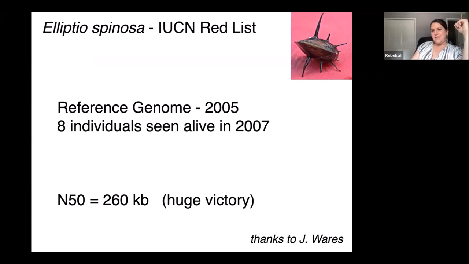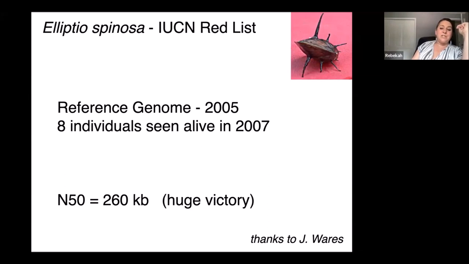And then just by chance, John wanted to do his DNA extraction the easy way, but he didn't have enough money for that. So he had to do it the hard way and he used a phenol chloroform extraction. It turns out that phenol chloroform extractions are better at getting long DNA sequences. So we were able to do nanopore sequencing and Illumina sequencing on this species that has not been seen alive in more than a decade. And we have a reference genome for it sitting in the lab.